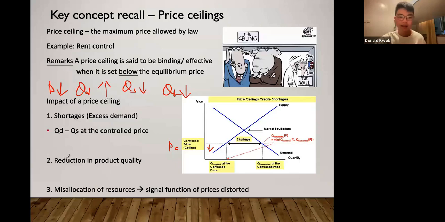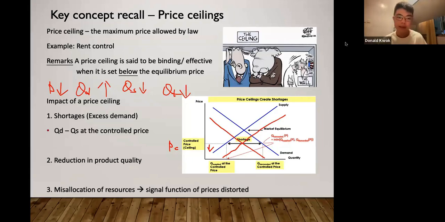And the second impact is a reduction in product quality. In the longer run, the demand and supply will adjust such that they intersect each other at the controlled price PC. So this is about the adjustment of product quality in the longer run due to the effective price ceiling.